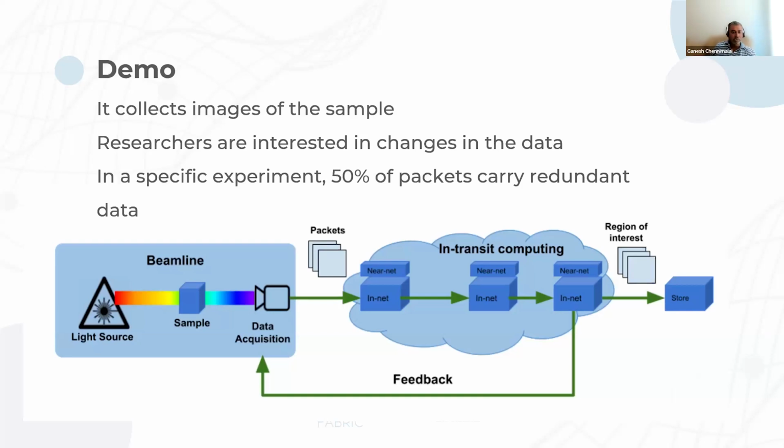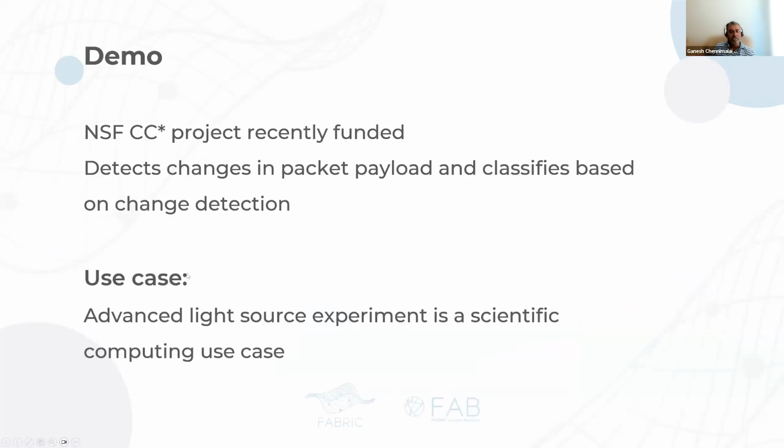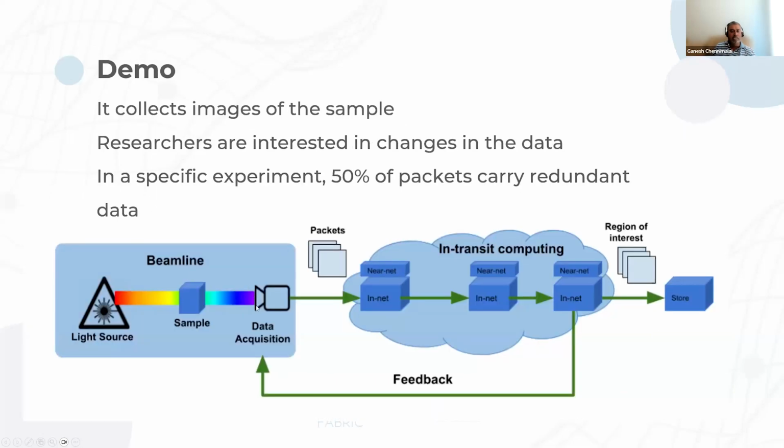So here is a quick overview of that. There is a light source which continuously monitors the sample, and it keeps generating packets as it monitors. It converts the data, the image frame, into packets, and sends it through the network. Currently, everything goes to the right-hand side to the store directly, and then it gets stored, and then it gets picked up for processing later on.